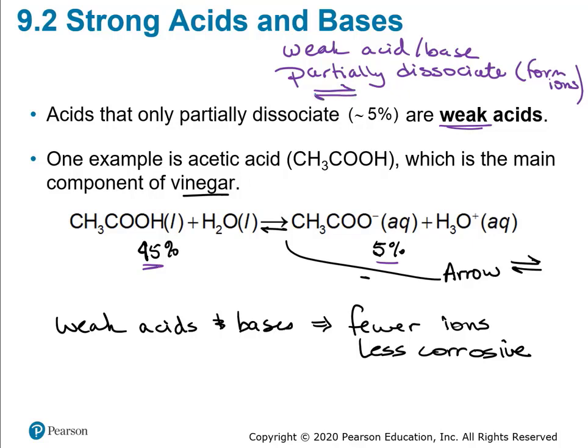Right, so ways to pick it out. Arrows going both directions show you it's a weak electrolyte, a weak acid or base. So if it's a weak acid or base, then you don't have as many ions. So these are less corrosive, even in higher concentrations. So that's why you can put vinegar on your food. Vinegar is an acid, but it's a weak acid. So therefore it's not as corrosive, would cause less damage to tissues.